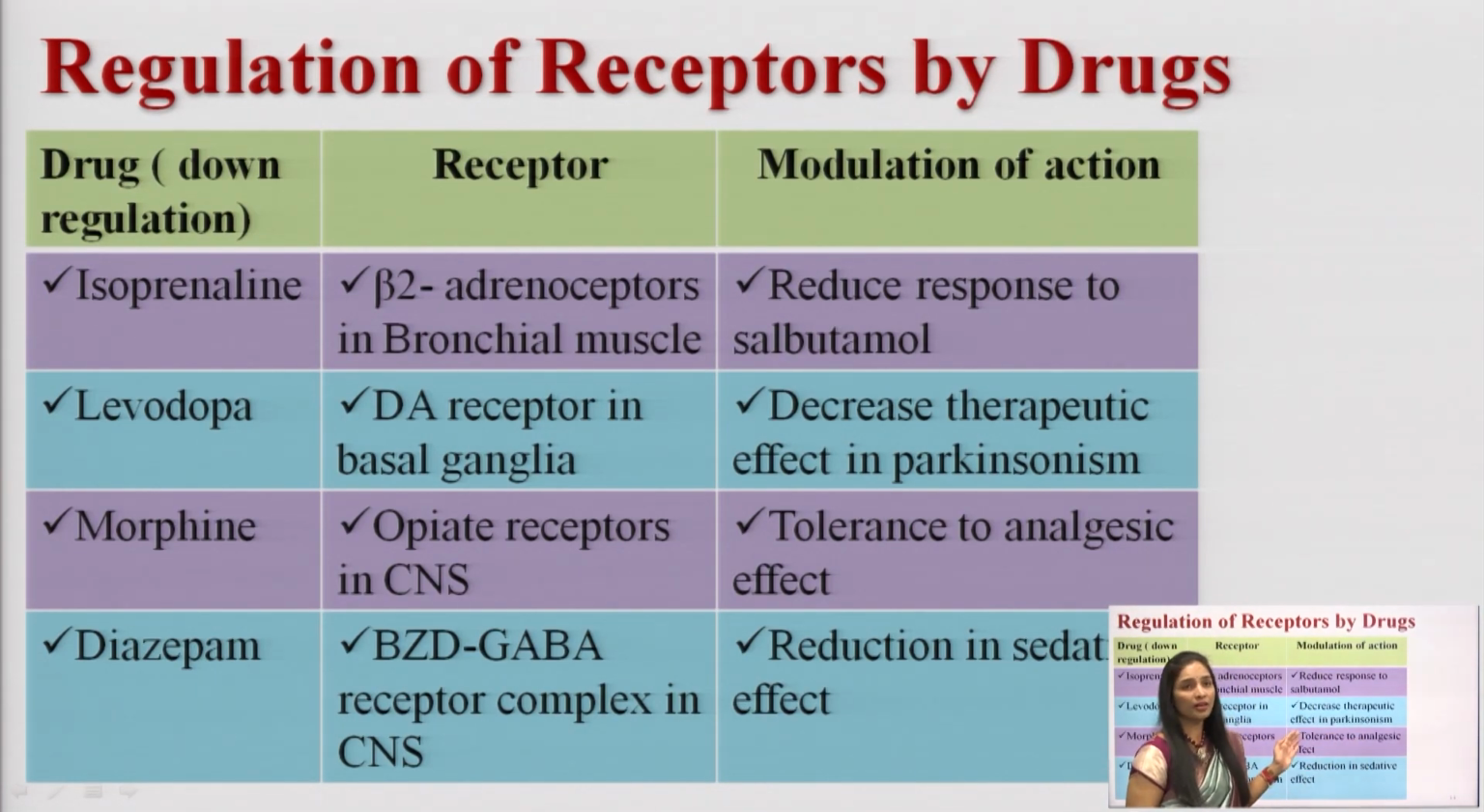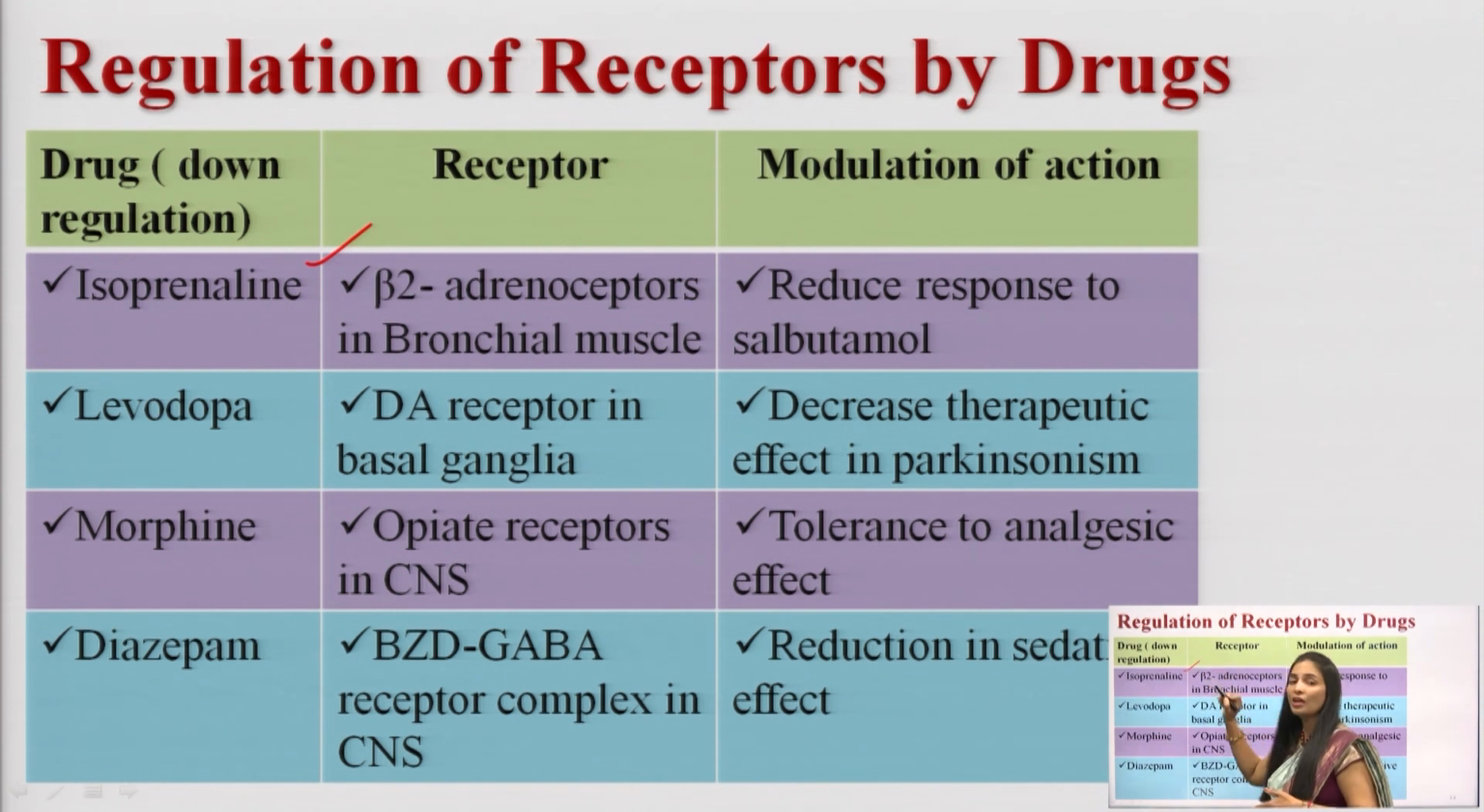Now there are some drugs which fall under downward regulation, which desensitize the cell and cause tachyphylaxis and tolerance. In this table I framed the example of isoprenaline. Isoprenaline is an adrenergic drug. When you administer isoprenaline, it binds to the beta 2 adrenoreceptor in the bronchial muscle and shows downward regulation, so the receptor sensitivity decreases. Downward regulation is also called desensitization. Similarly, when you administer salbutamol, its action also decreases in the asthmatic condition.